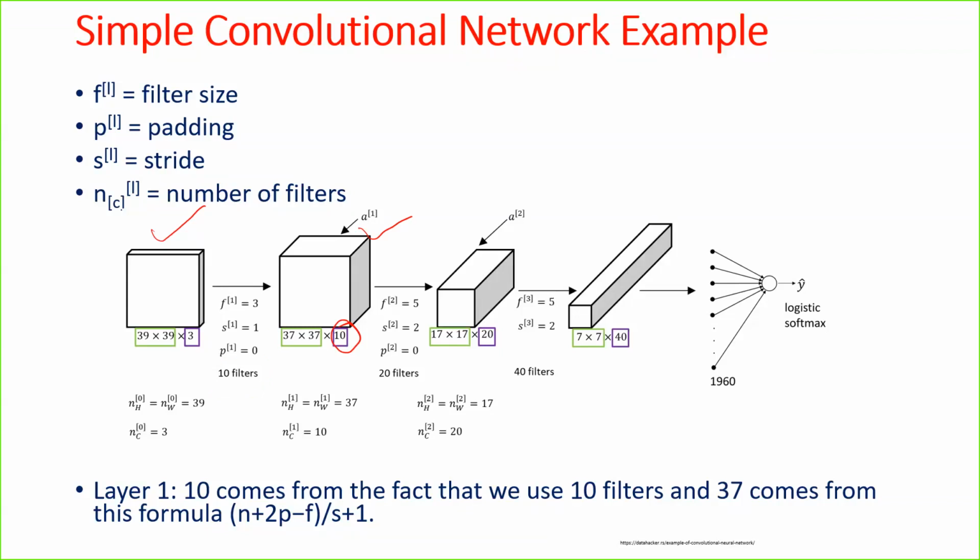And why 37 by 37? Because the padding is 0, n minus f plus 1, which is 39 minus 3 plus 1, is 37 by 37, right? Clear, right? Yes, sir. Similarly, when you apply 20 filters here with a stride of 2, we get 17 by 17 by 20. And here when you apply, we get 7 by 7 by 40. So in total how many elements are there here? 7 times 7, 49. 49 times 40 is 1960. So these many features are there.